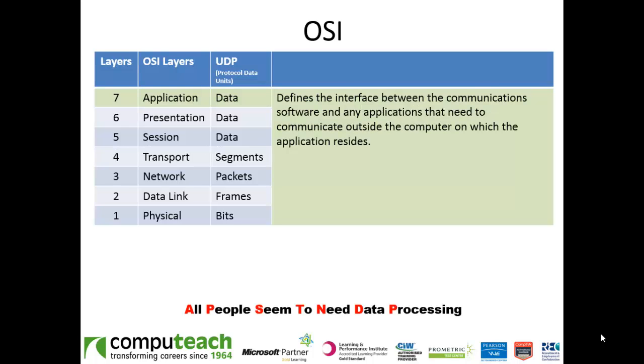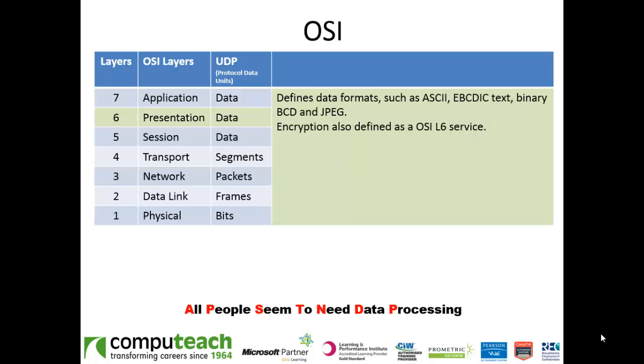So starting with the application layer, it defines the interface between the communication software and any application that need to communicate outside the computer on which the application resides. For example, a web browser is an application on a computer. The browser needs to get the contents of a web page, so the application layer defines the protocols used on behalf of the application to get the web pages.